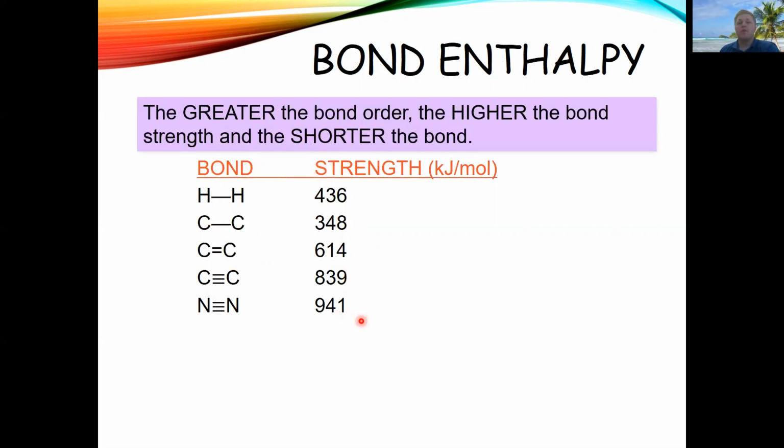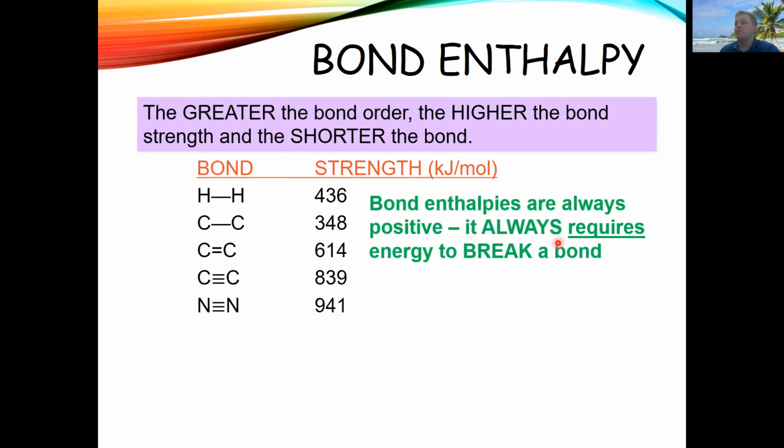Something to remember that should be helpful is bond enthalpies are always positive. So when you're breaking a bond, it always requires that you put energy into the system to break a bond. And whenever a bond is formed, you're always releasing energy. Which means that the signs of bond formation are always the same and bond breaking are always the same, whether positive or negative in terms of energy.